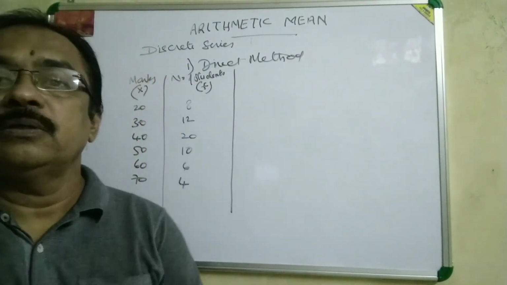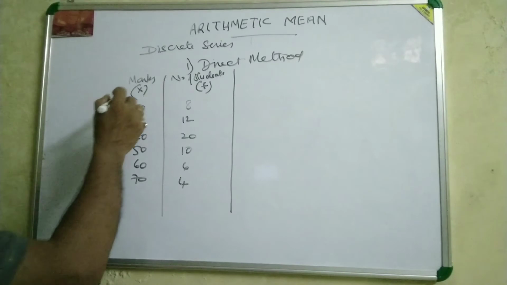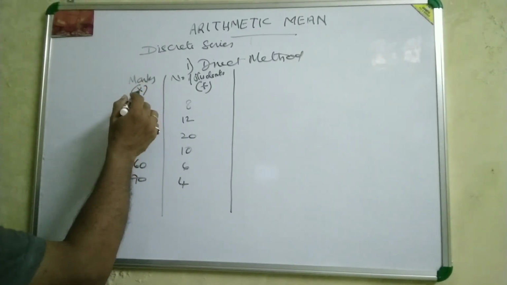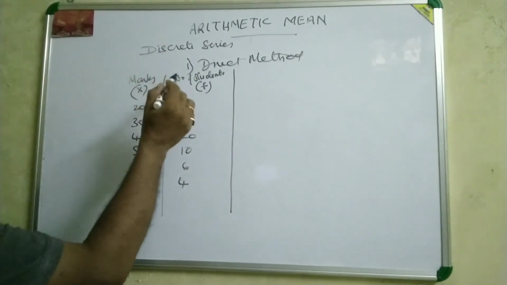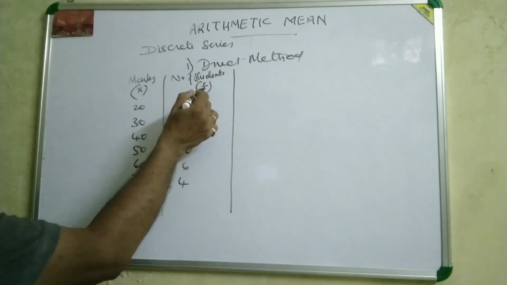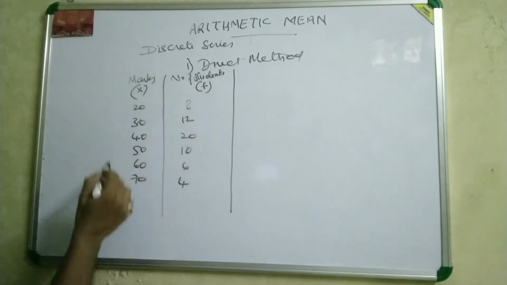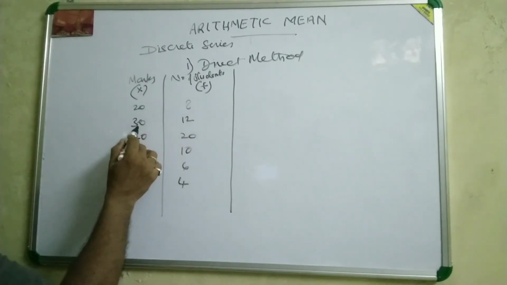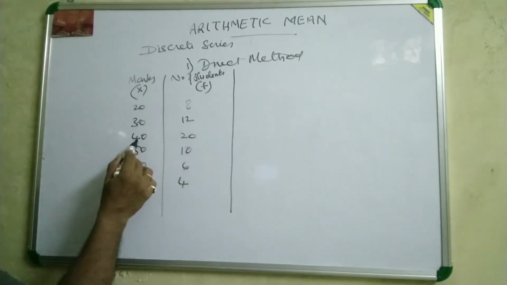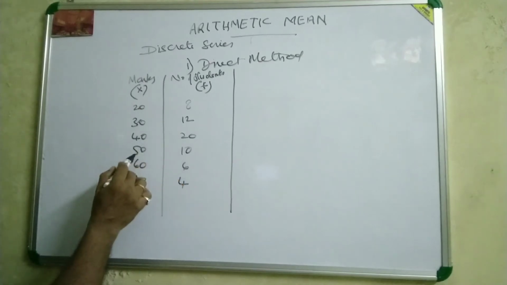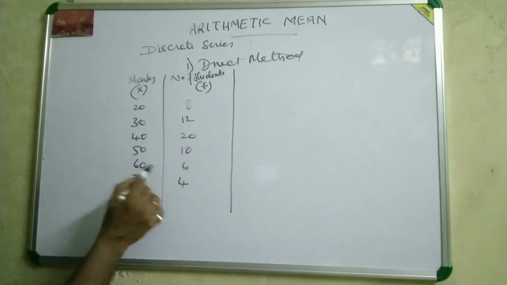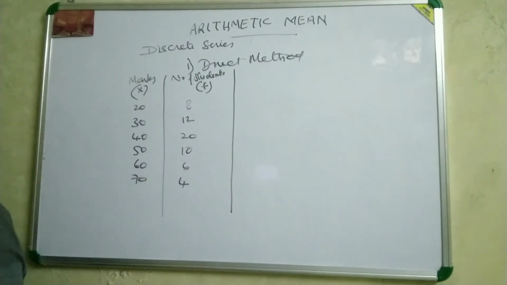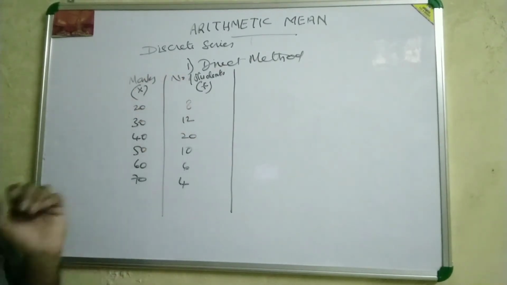So here is the question. Here marks are given, that is denoted by x, this is a variable, and number of students is given, this is frequency. So here we can understand 8 students got 20 marks, 12 students got 30 marks, 20 students got 40 marks, 10 students got 50 marks, 6 students got 60 marks, and 4 students got 70 marks. So this is the frequency.